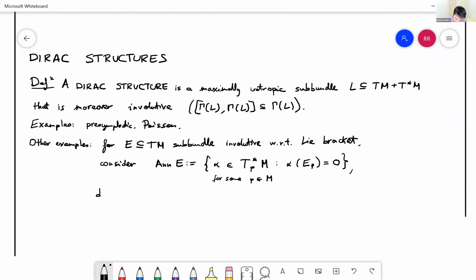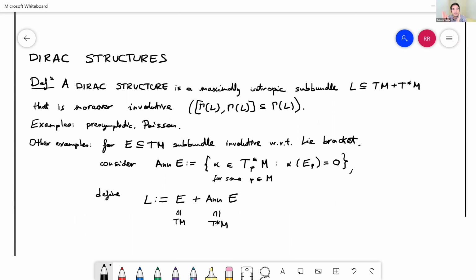So you can define L to be E plus the annihilator of E. Here again it's a direct sum, but I'm just putting a normal sum. So E is inside TM and the annihilator is inside T star M. Whenever I take the pairing, if the two elements are in E, I'm done. If the two elements are in the annihilator of E, I'm done.